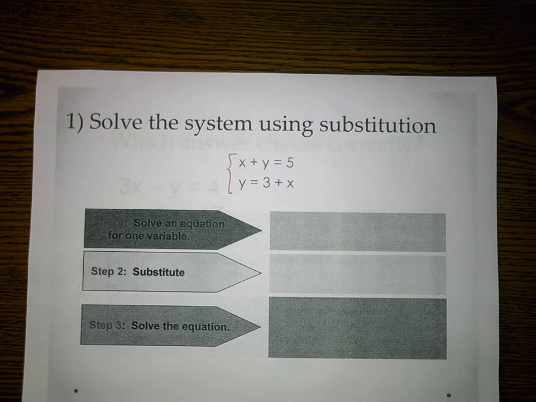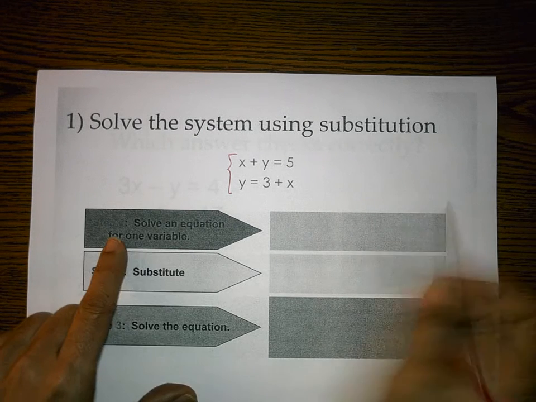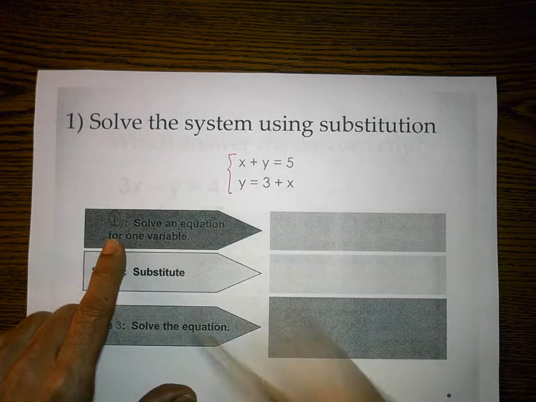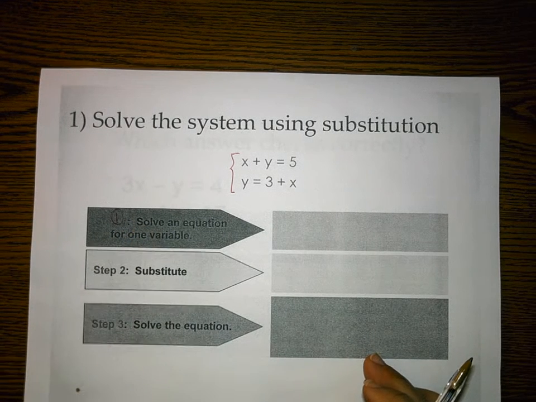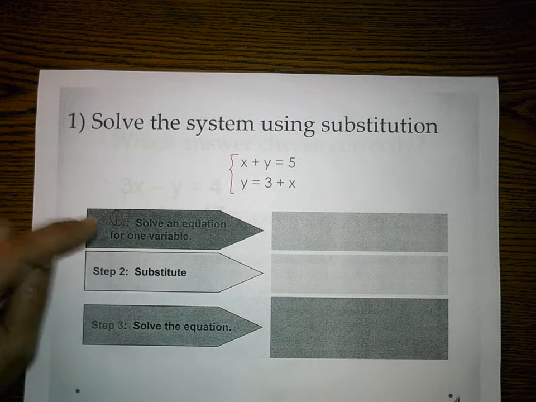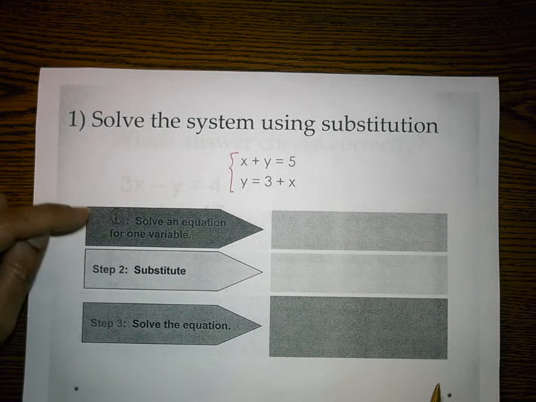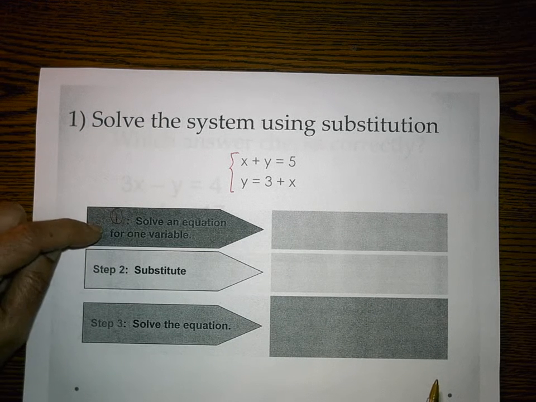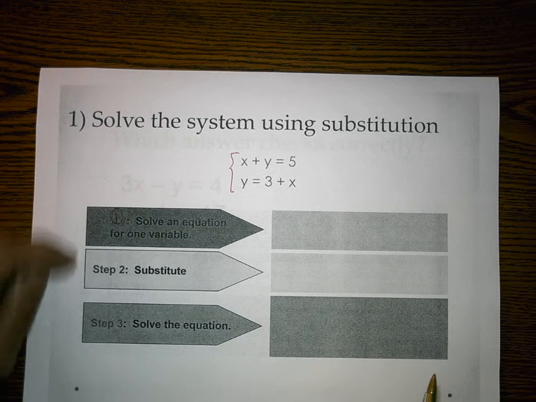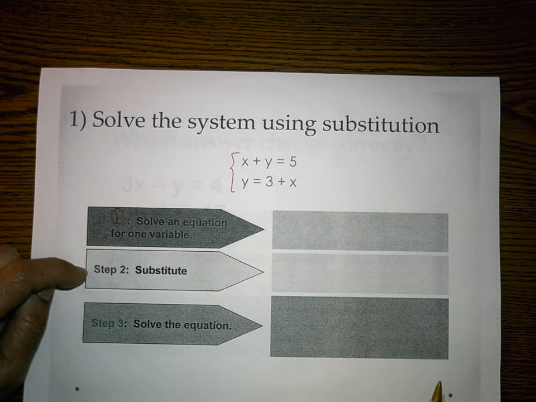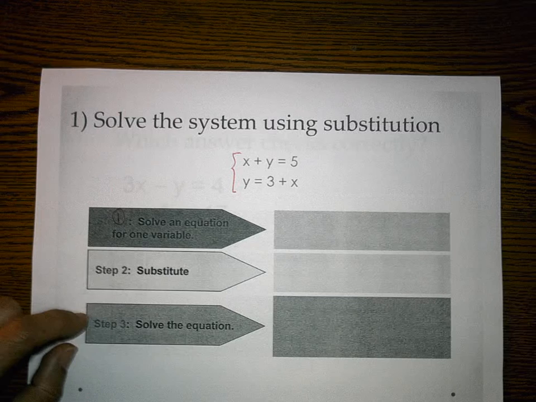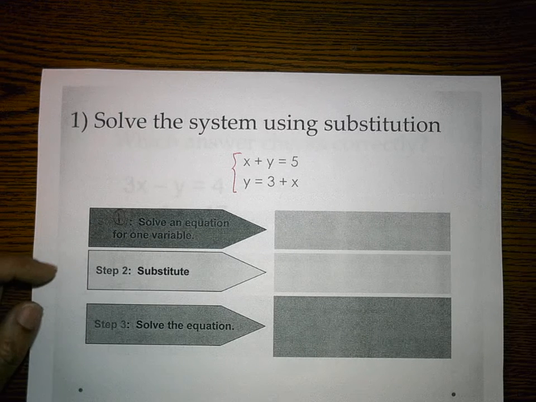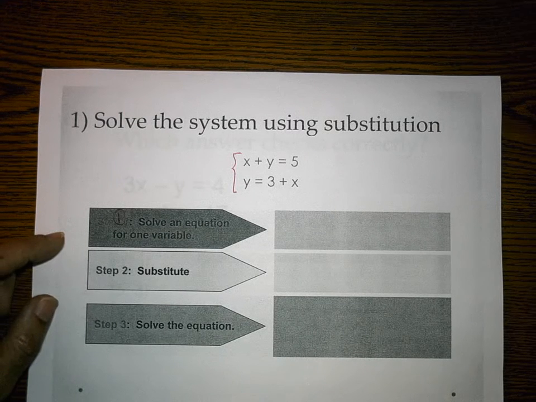Okay, so solve the system using substitution. Step number 1 here, you can't see, but it says step number 1. Oh my gosh, I didn't realize that this could not be seen in a PowerPoint. But this very first step says solve an equation for one variable. And then it says step number 2, substitute. And then step number 3, solve the equation. It's hard to see. I thought the colors would show well on the video, but obviously it doesn't.